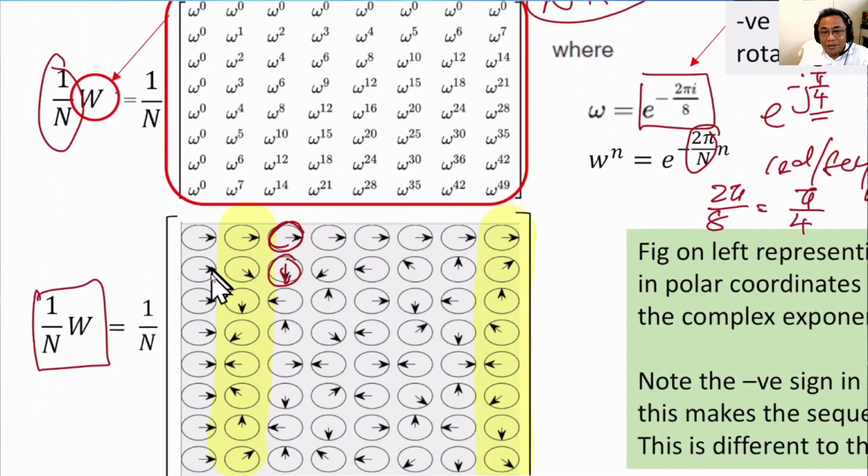The other way to look at it is that this first column is not rotating at all, it's constant. This one is rotating 1 round in n samples, this one is rotating 2 rounds in n samples, therefore the third one is rotating 3 rounds in n samples, 4 rounds, 5 rounds, 6 rounds, and 7 rounds. So you get the picture that when you're rotating 7 rounds in n samples, this can actually be visualized as rotating anti-clockwise 1 round in n samples instead of clockwise.